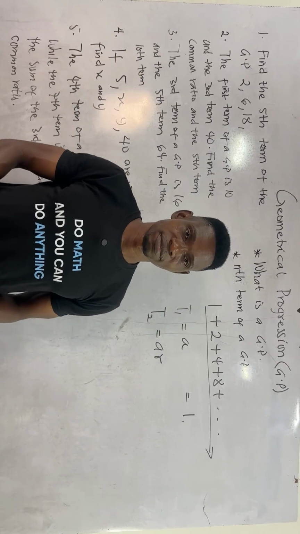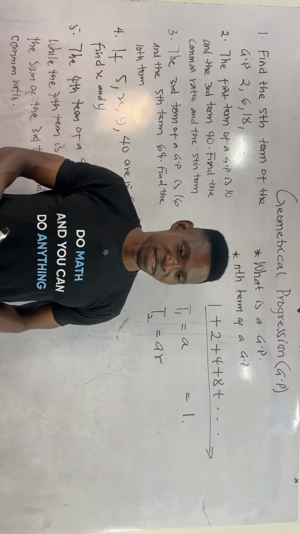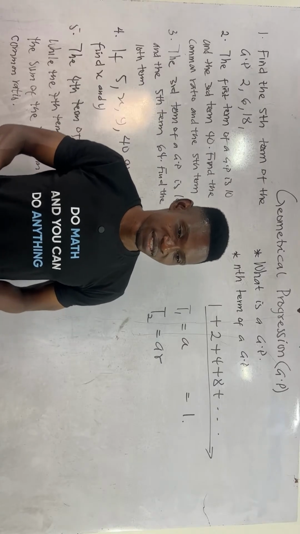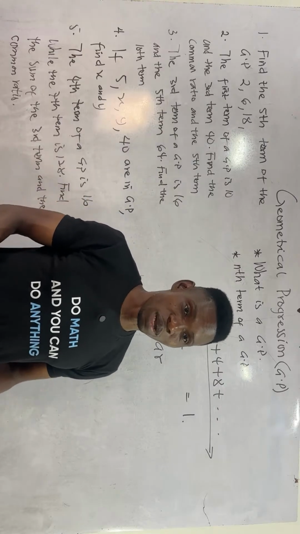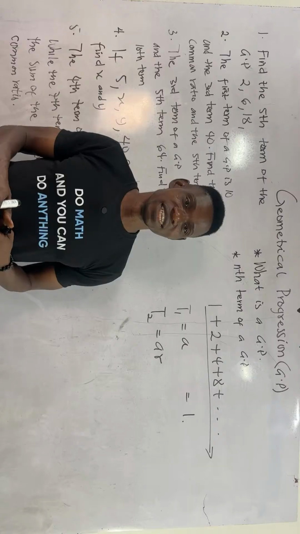Ratio. Okay, so somebody got 2. Any other person getting 2? How many people have gotten 2? Okay, so the common ratio is obviously 2.